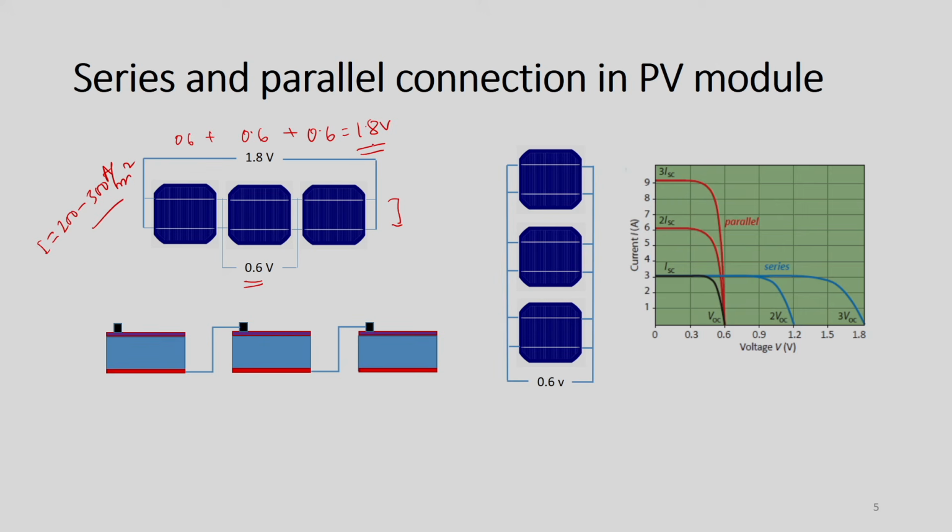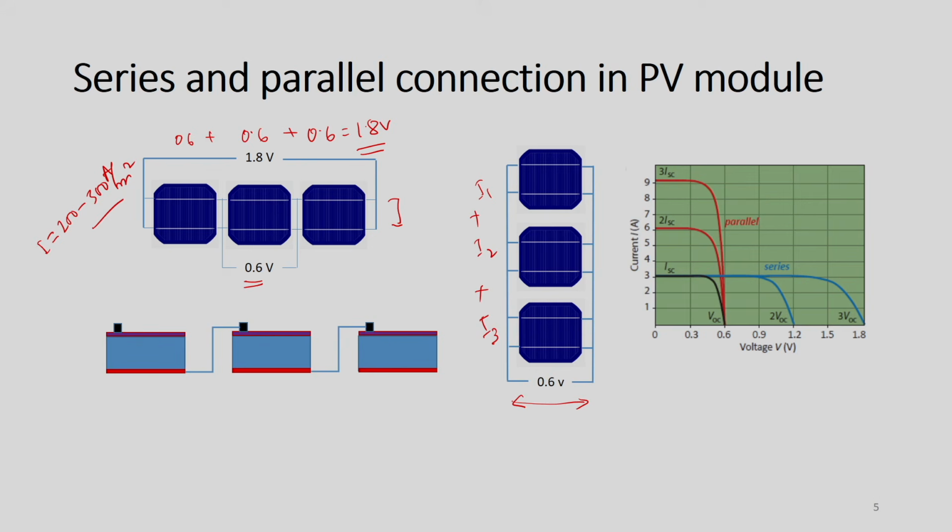And if we connect these cells in parallel, then what will happen? The voltage will be constant, but current will add up. Okay. So, here current means I1, then we have I2, then we have I3, right. So, this will be added, right.